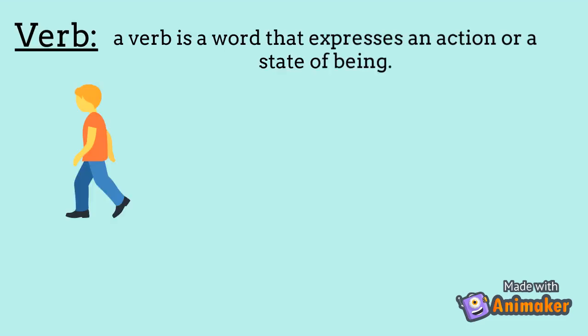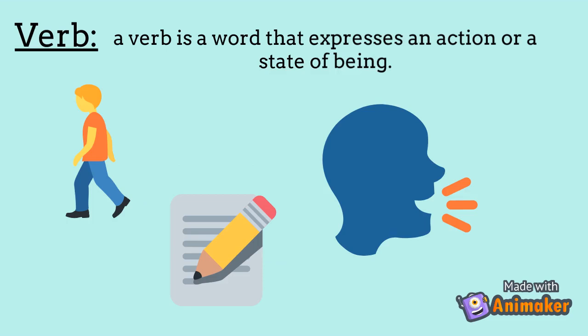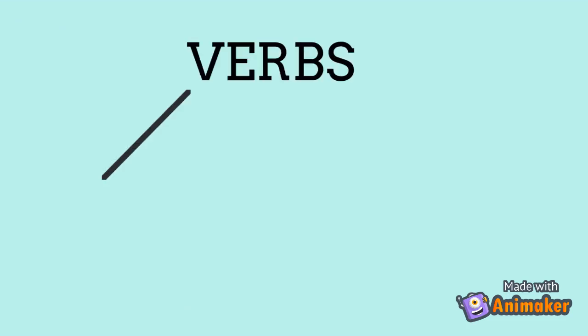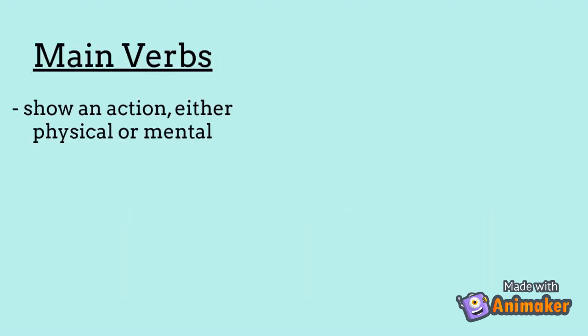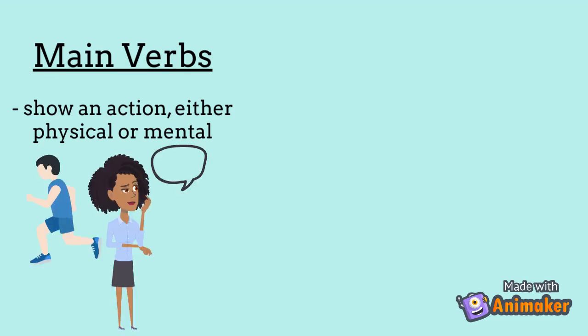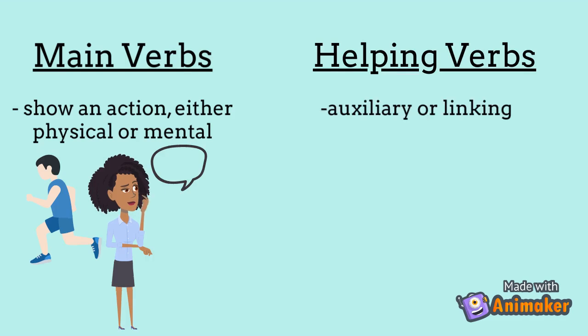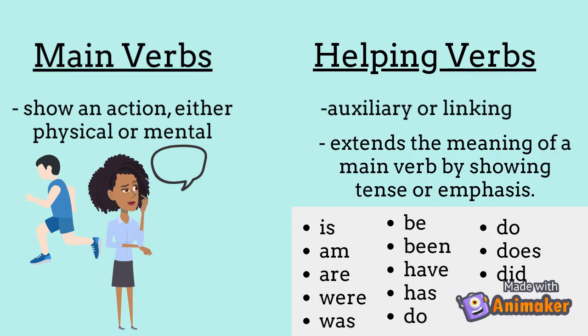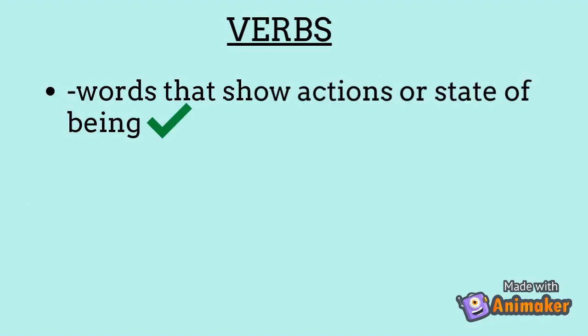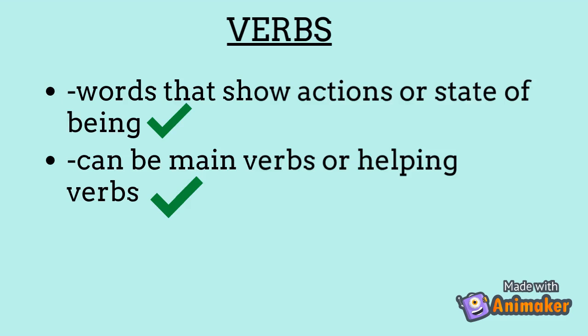Moving on to verbs. A verb is a word that describes an action or a state of being. Verbs can be divided into main verbs or helping, sometimes called auxiliary verbs. Main verbs are words that show actions, whether they're physical, like running, or mental, like thinking. And helping verbs, sometimes called linking or auxiliary verbs, are used to extend the meaning of the main verb by showing tense or emphasis. So in general, verbs are words that show actions or a state of being and can either be main verbs or helping verbs.